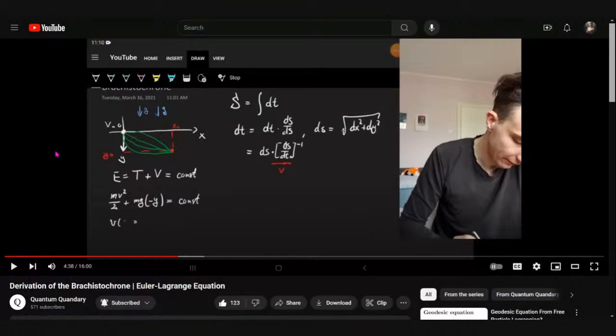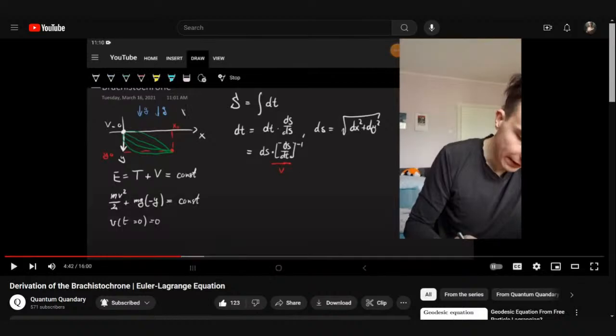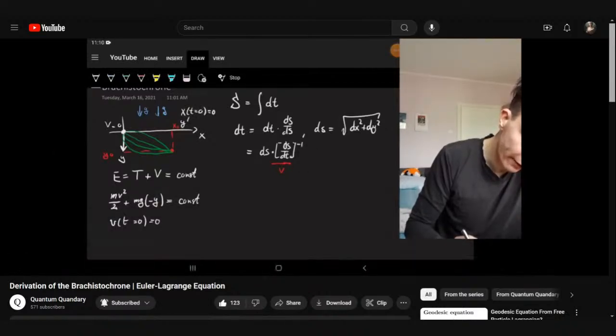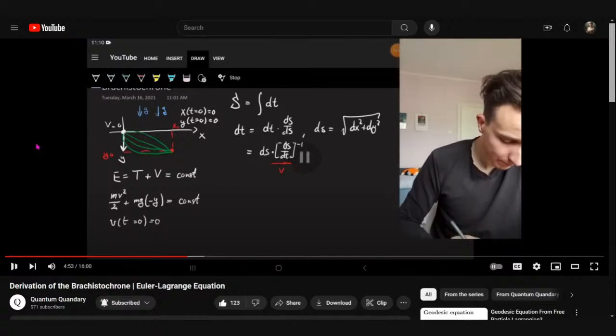So v at t equals 0 is 0. And x of time equals 0 is 0, and y of time equals 0 is 0. So both x and y are increasing with respect to time. We also know that at t equals final, t equals t1, x and y are x naught, y naught, but we don't know the velocities.